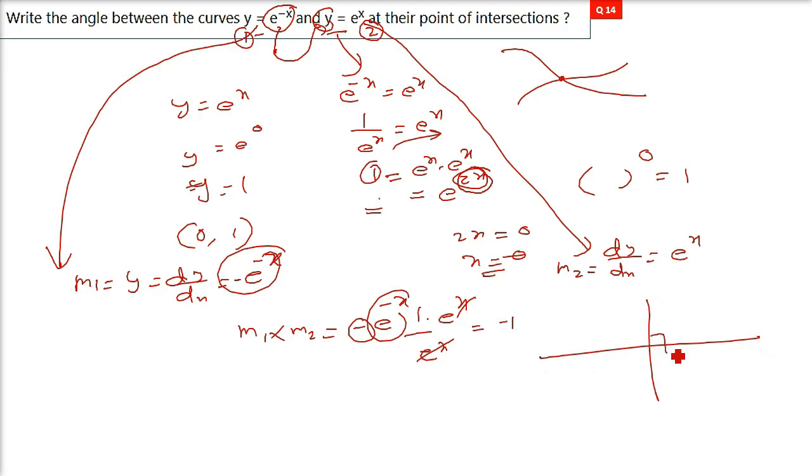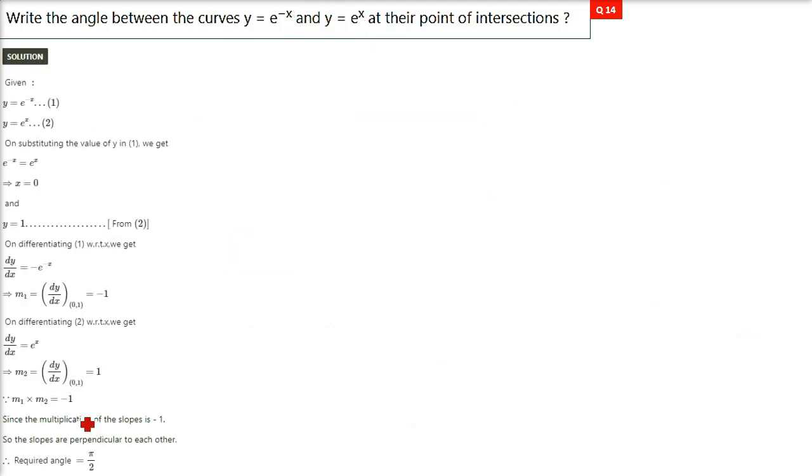So I'm just saying that the angle between them is 90 degrees. When the angle between two lines is 90 degrees, we can say theta is equal to pi by 2. Theta is pi by 2. So that is the point of intersection. These are orthogonal. So this is the complete reference for you, so that you can do it by yourself.